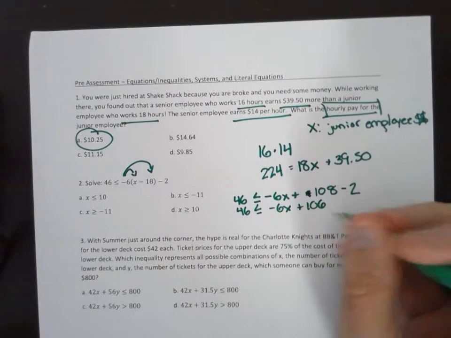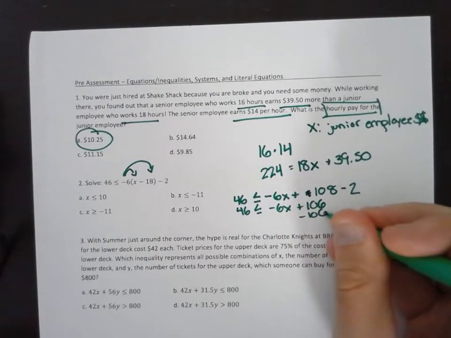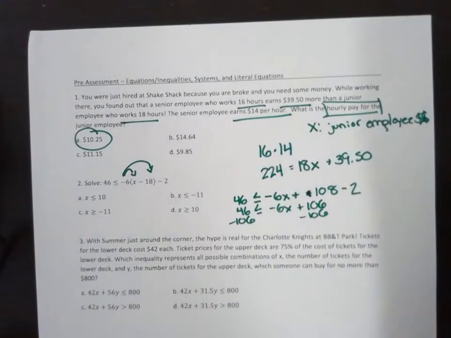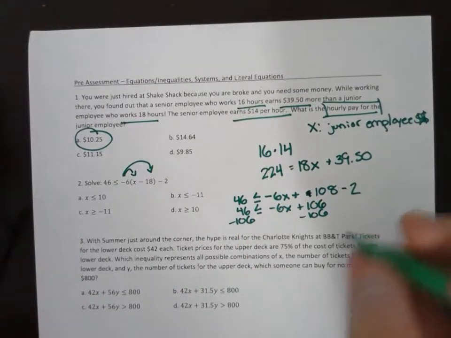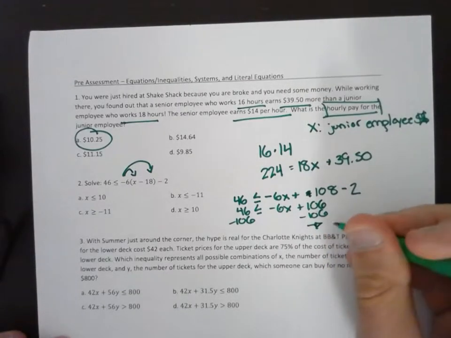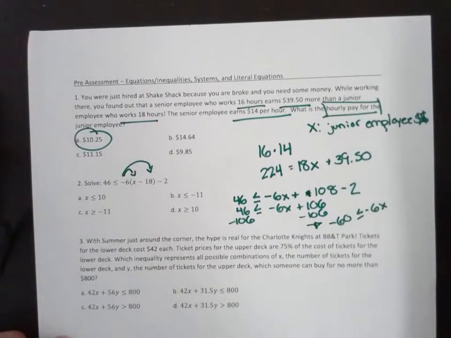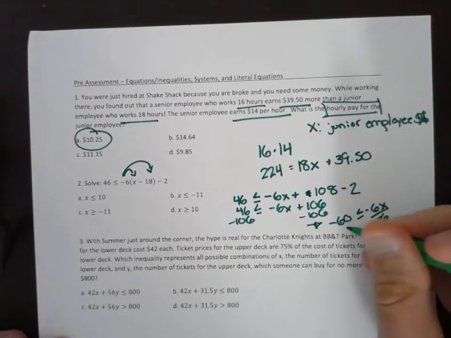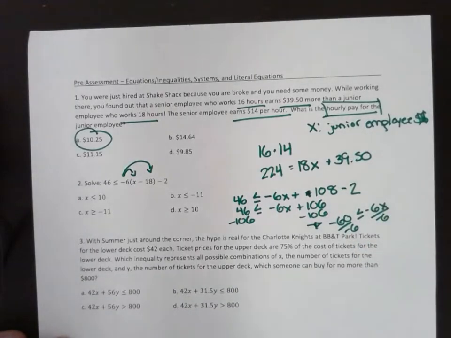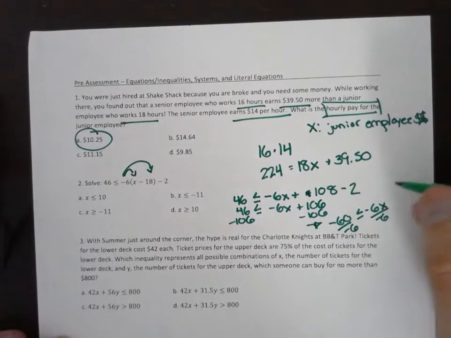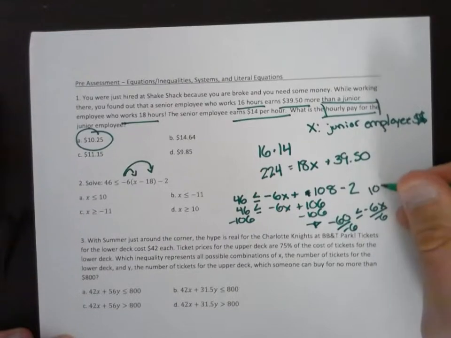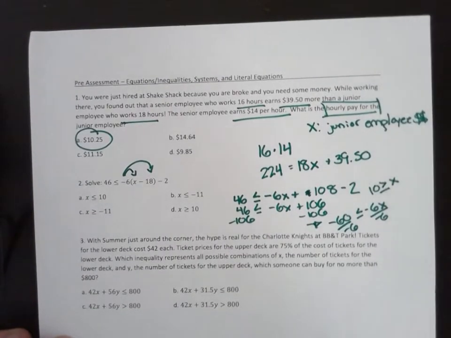Now I want to subtract 106 on both sides. So if we do 46 minus 106, that's going to be negative 60. So I'm going to have negative 60 is less than or equal to negative 6x. Now again, you guys are like, oh, that's easy. It's going to be 10 because, again, we got to divide by negative 6. Remember, though, when you divide by negative 6, you have to flip this inequality. So it's going to be 10 is greater than or equal to x.